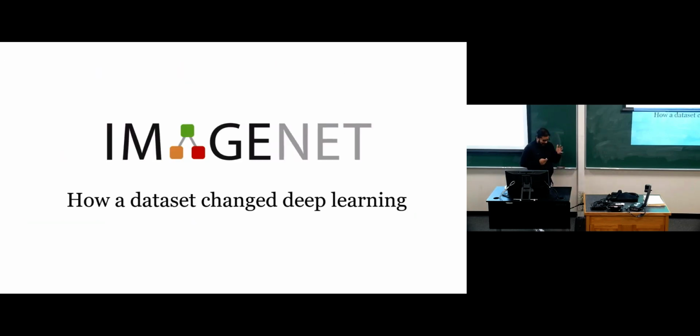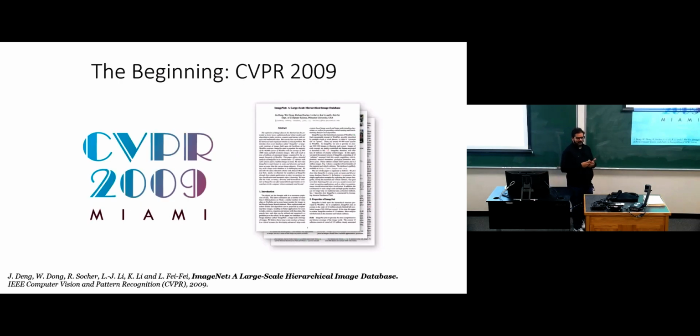So it all started with this big data set called ImageNet, which has really changed things, and it was one of the reasons why deep learning became so popular. And it's actually funny to think about this because I was a grad student at the time. It's been 10 years since ImageNet was first released, right? In this computer vision and pattern recognition conference.